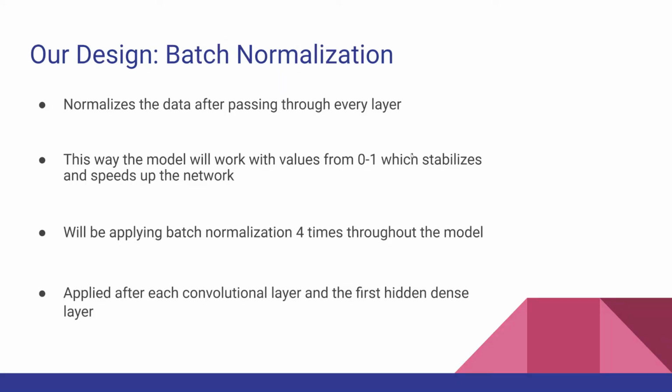Something we learned outside of class that we're going to use in our design is batch normalization. And we'll be applying this after every single convolutional 2D layer in order to normalize the data. This way, the model will be able to work with small values from 0 to 1, which stabilizes and speeds up the network. And we'll also be applying it right after the first hidden layer as well.